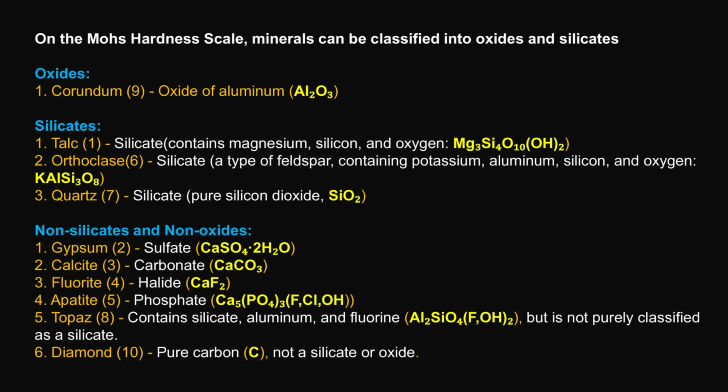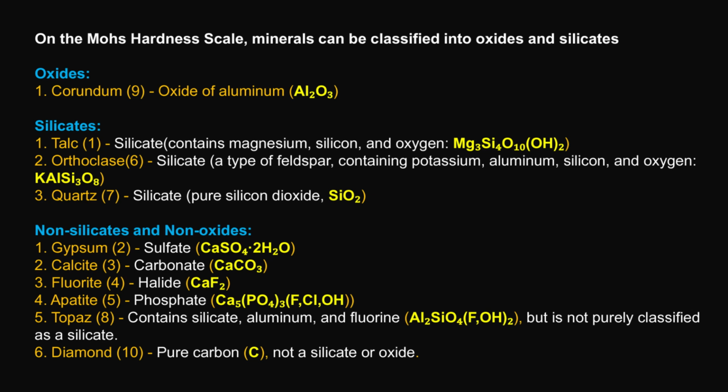Non-silicates and non-oxides. Now, let's explore non-silicates and non-oxides. Here are some key minerals in this category. Gypsum, a sulfate mineral. Gypsum is used in plaster and drywall. Calcite, a carbonate mineral, is a major component of limestone and marble. Fluorite, a halide mineral. Fluorite is known for its colorful fluorescence under UV light. Apatite, a phosphate mineral. Apatite is important for both fertilizers and as a gemstone.